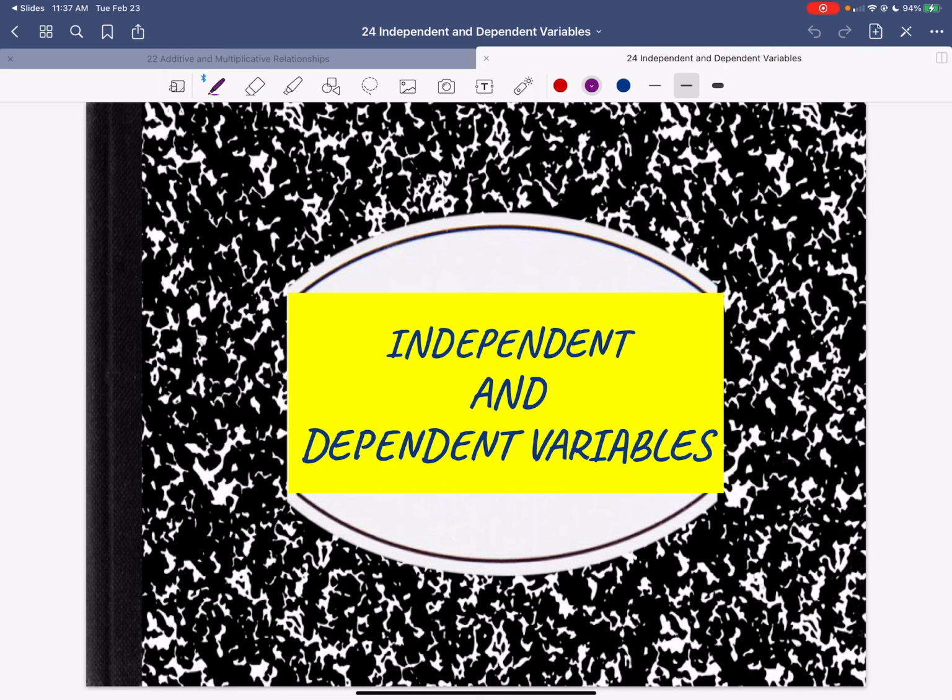Okay, so we've been talking about additive and multiplicative relationships, and now we're going to look at the graph specifically, and we're going to talk about independent and dependent variables. So independent means you're going to think of it as on its own, it's a constant, and dependent means that's going to depend on something else happening.